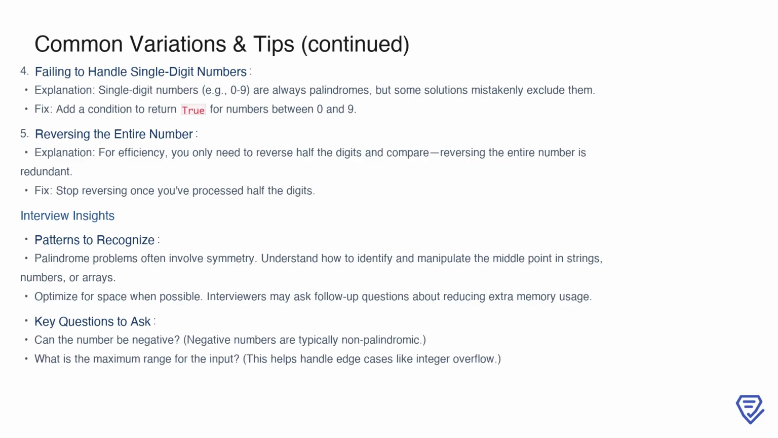Now, in interviews, there are a couple of patterns to watch for. Palindrome problems frequently involve symmetry, so it's helpful to understand how to identify and manipulate the middle point of your input, whether it's a string, number, or array. Additionally, interviewers often prefer solutions that optimize for space, so they might ask follow-up questions about reducing memory usage. To set yourself up for success, clarify important details with the interviewer, such as whether negative numbers are allowed or what the maximum input range is. These questions can help you prepare for edge cases like integer overflow.